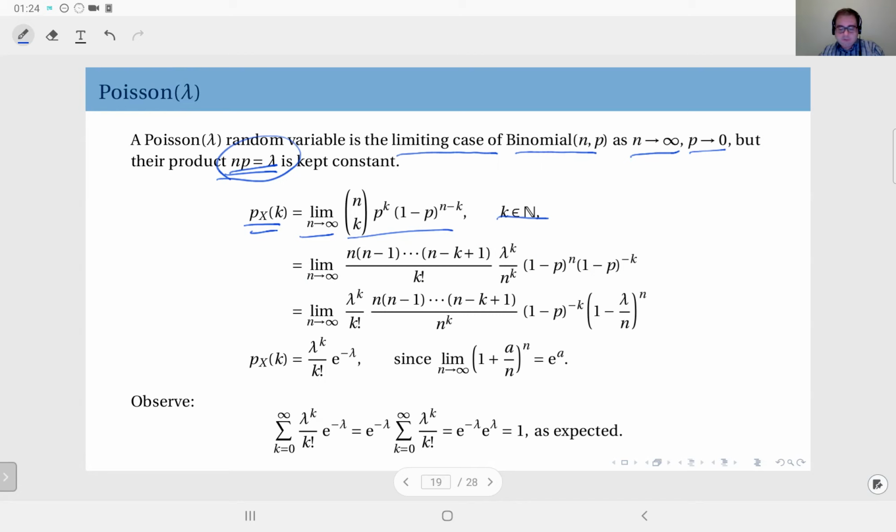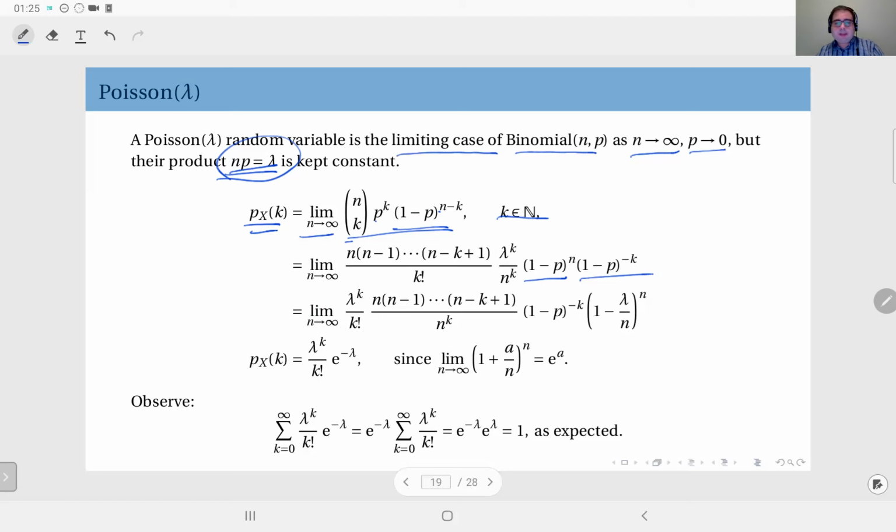Now, if you just expand this binomial term n choose k, that's n times n minus 1, down to n minus k plus 1, and I have canceled out n minus k factorial in the numerator and the denominator, and I have a k factorial from this n choose k term. And p to the power k is actually lambda to the power k divided by n to the power k, and I have 1 minus p to the power n minus k. So I write that as 1 minus p to the power n times 1 minus p to the power minus k.